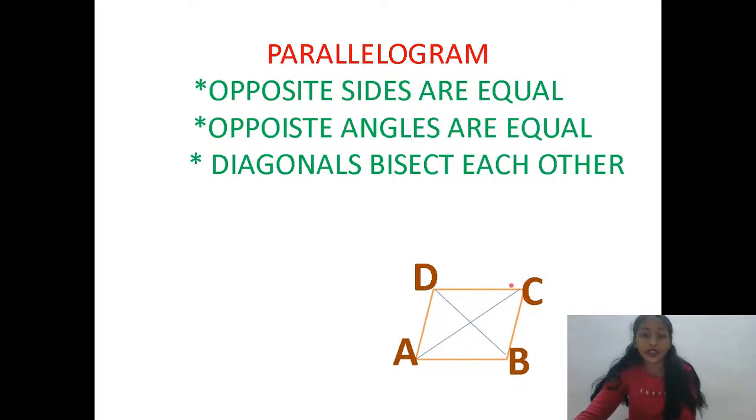Diagonals bisect each other. Diagonals bisect each other means these are diagonals. As we have learned already, diagonals are AC and DB. And how do they bisect? Bisect in the sense they meet here. They meet at this point. You can name it whatever it is, like O.